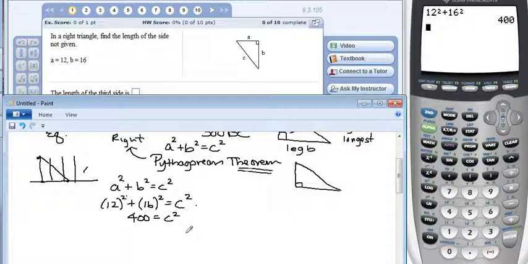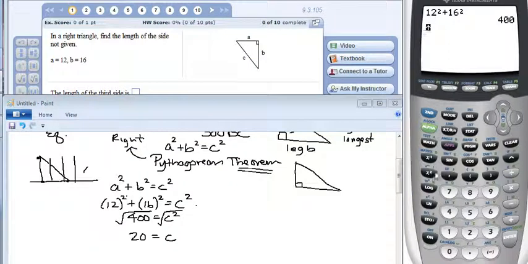Well, now we have a quadratic. We can do one of two things. We can either set this equal to 0 and factor and solve, or we could just get rid of the square by taking the square root, right? Because remember, the square root of a square is itself. So this side will become a C. But if I take the square root of that side, I have to take the square root of that side, right? And the square root of 400 is 20.